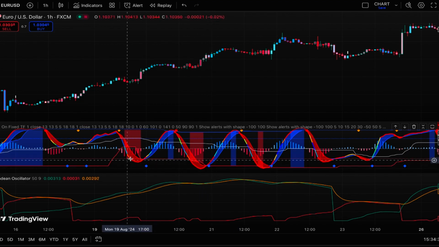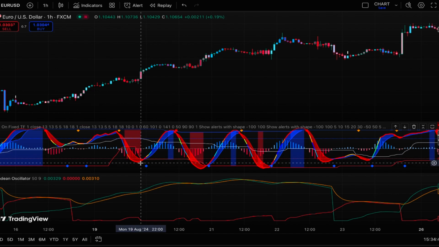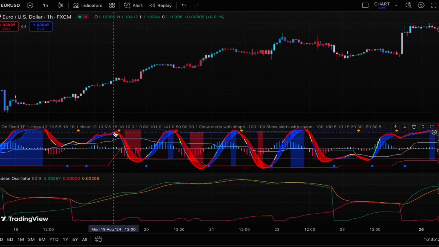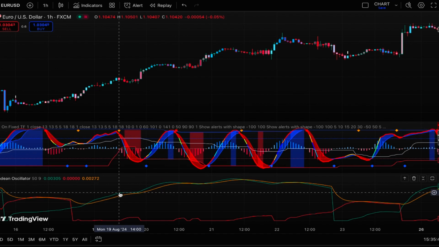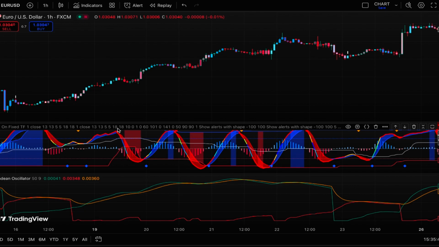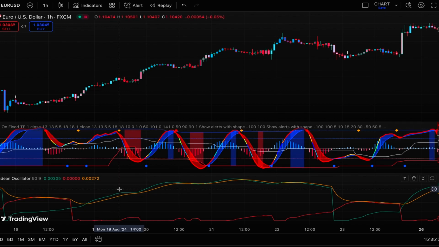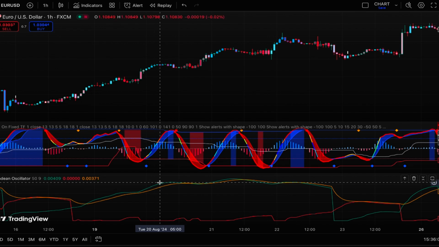When it goes below minus 40, like here in this part, and then it crosses above the signal line, this is a buy signal. And when it goes above 40 and then crosses below the signal line, this is a sell signal. The sell signal here is rejected because you can see that in the Andean oscillator, the green line is above the orange line. For a sell signal to be confirmed, the red line should be above the orange line. Since the green line is above the orange line, we should focus on buy signals.